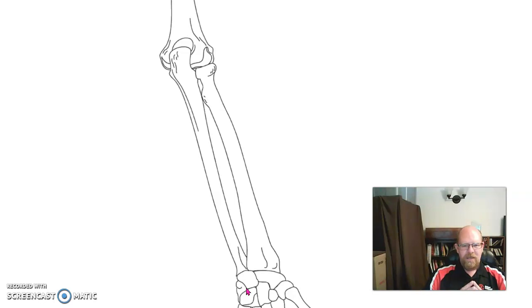So let's look at these names again. Extensor carpi radialis longus: wrist extension, radial deviation. Extensor carpi radialis brevis: only wrist extension. Look closely at the insertion point on the carpals and you can see why it really doesn't do a deviation towards the radial side. And then extensor carpi ulnaris: extension, ulnar deviation.